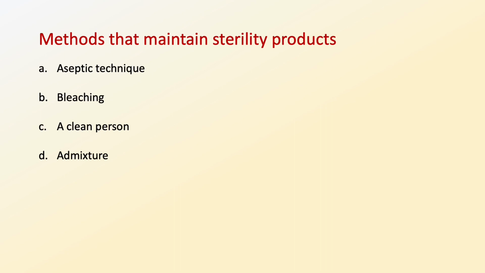Methods that maintain the sterility of the product: option A, aseptic technique, option B, bleaching, option C, a clear person, option D, admixture. The correct option is option A. Aseptic techniques are the methods that maintain the sterility of the product. So the correct option is option A.